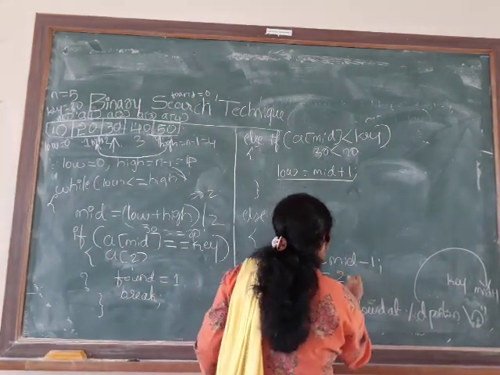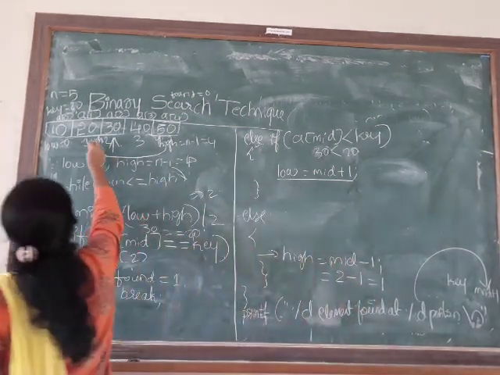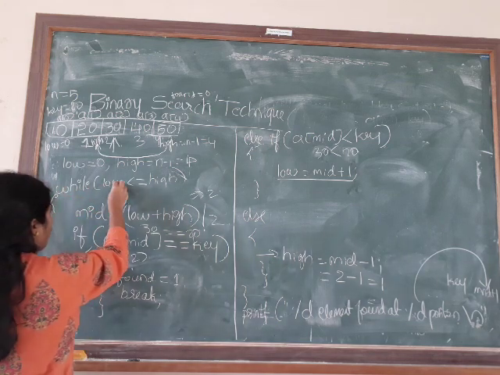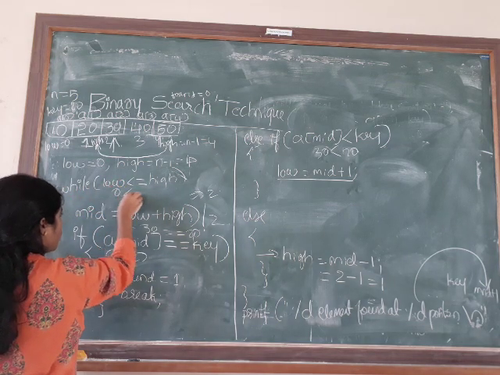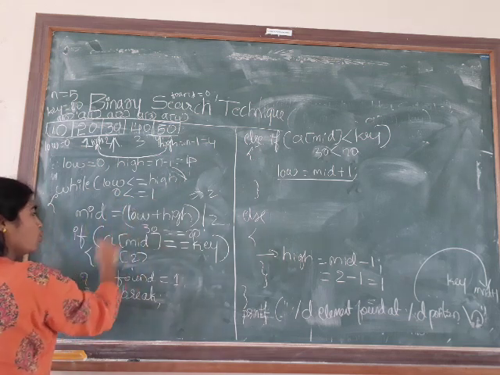What is it? That is, mid is 2. 2 minus 1, I will be getting a 1. High is equal to 1. Obviously your high points here. Again the iteration starts. Low. What is the present value of low? 0. 0 is less than or equal to 1. Yes, it is true. Find the new value of mid.